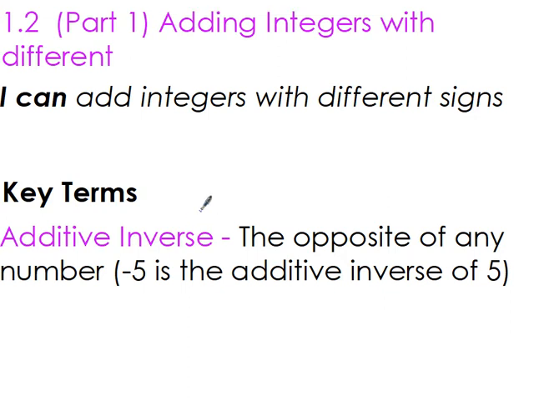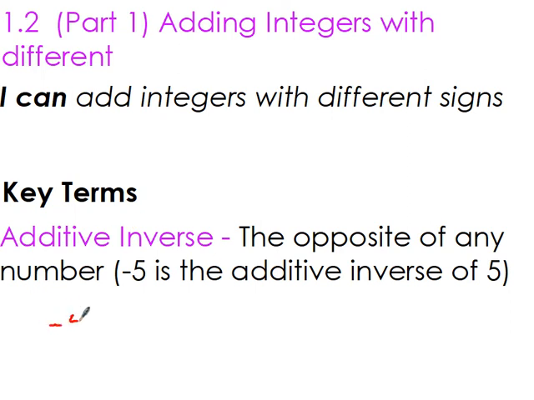Let's get after this. So, first, what we're going to be doing is adding integers with different signs today. And when we are adding integers with different signs, one key vocabulary term it's important for us to know is the term additive inverse. The additive inverse is the opposite of any number. The additive inverse is the number that when I add it, it's going to give me 0. So here's what I mean by that.